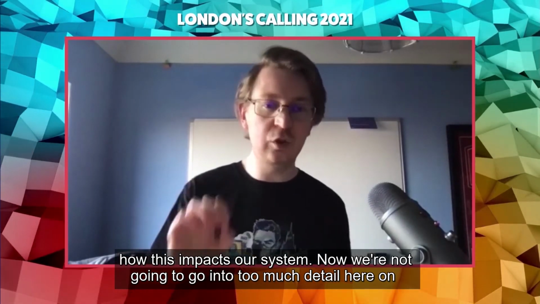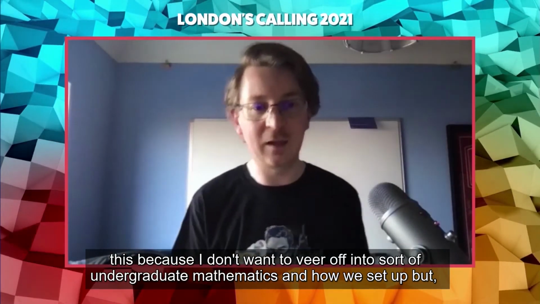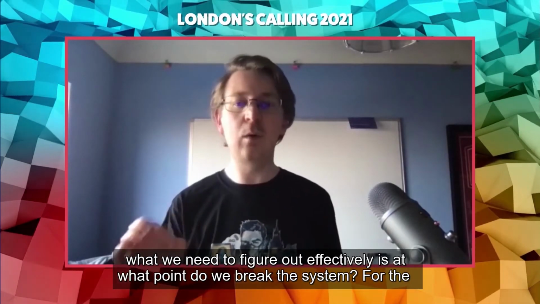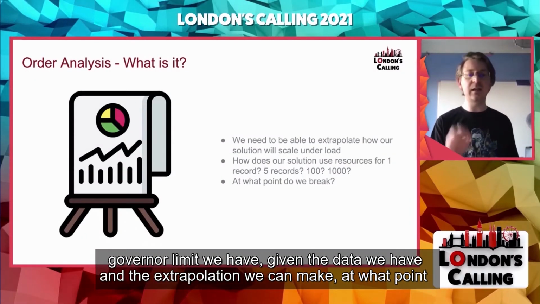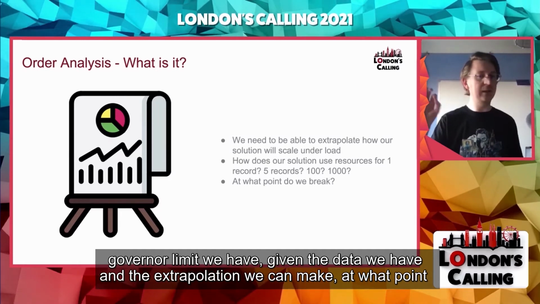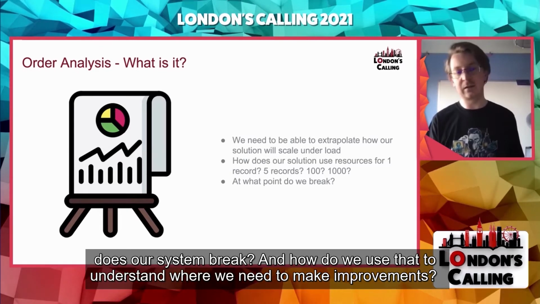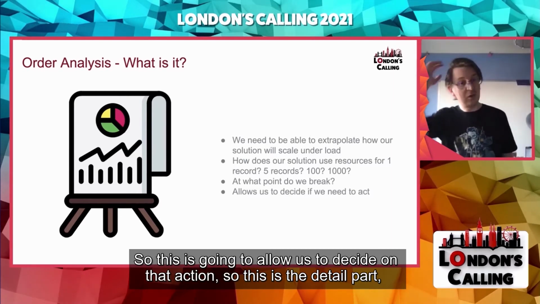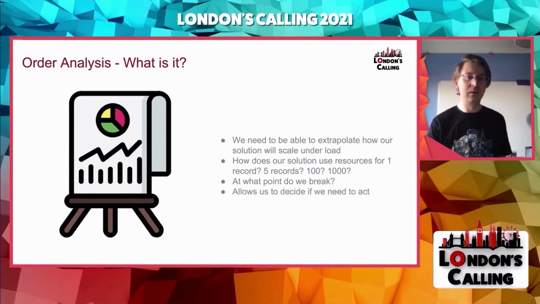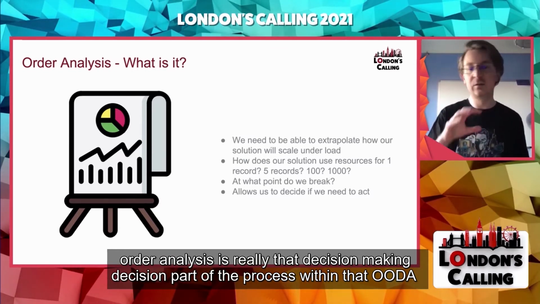Now, we're not going to go into too much detail here because I don't want to veer off into sort of undergraduate mathematics. But what we need to figure out effectively is at what point do we break the system? For the governor limit we have, given the data we have and the extrapolation we can make, at what point does our system break? And how do we use that to understand where we need to make improvements? So this is going to allow us to decide on that action. So this is the detail part. Order analysis is really that decision-making part of the process within that OODA loop.